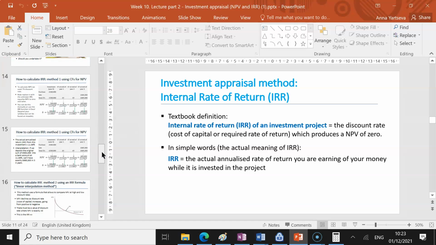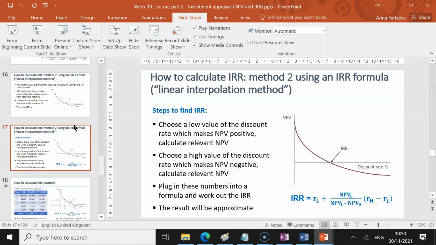The thing is, in reality, in order to calculate it, you don't lay out the formula for net present value. Instead, you will apply this formula. Again, it's not particularly intuitive. It's not very easy to understand. So make sure that you watch the lecture. In the lecture, I go into details of how you calculate it. In fact, it's a trial and error method.